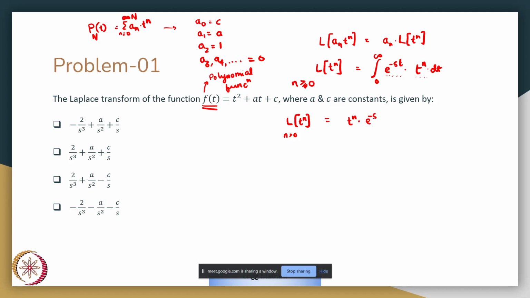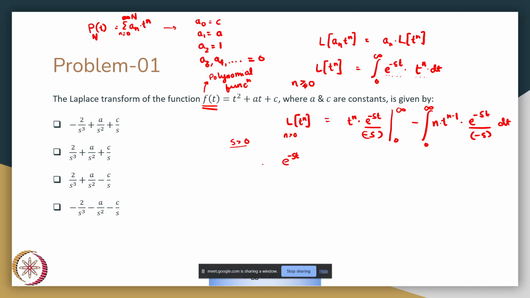So we essentially get t raised to n into integration of e raised to minus st, so it's e raised to minus st upon minus s with the limits 0 and infinity, minus integration from the limit 0 to infinity. Now we'll take the derivative of t raised to n, which is n times t raised to n minus 1, e raised to minus st upon minus s dt. Suppose we also have the condition that s is a number greater than 0, then e raised to minus st would essentially vanish.